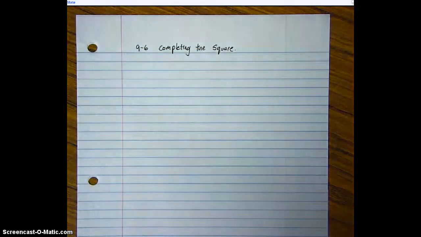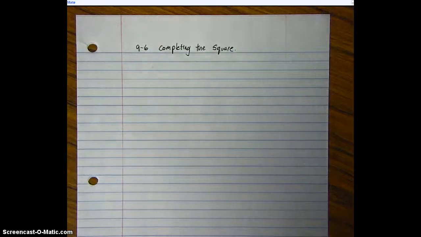Hey, it's me again. You're going to solve some more quadratic equations here, this time not by taking the square roots or by factoring, but by a new method called completing the square.